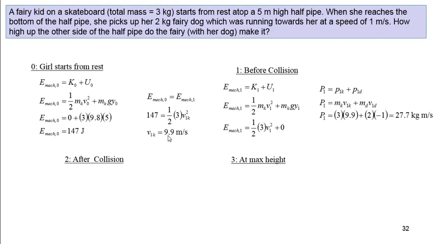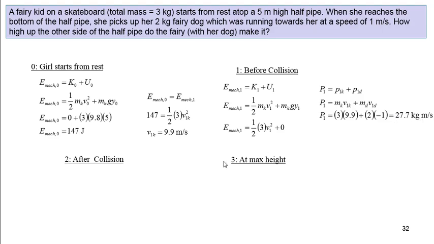If I say that the girl's velocity is 9.9 meters per second, I'm making that a positive number. That's envisioning that the girl is traveling to the right. Now, the dog is traveling towards her. That means the dog is traveling to the left, so I have to make this negative here. And that's so important. Be very careful that you make that negative because the two objects are moving towards each other. One of them has to have a negative velocity. So that gives me a total momentum before my collision of 27.7 kilogram meters per second.